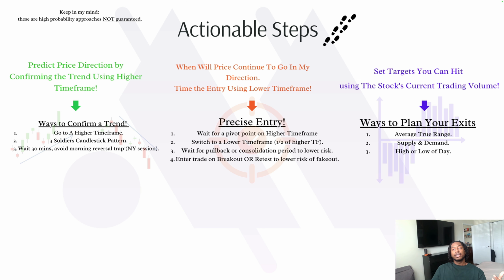And then the last form could be high or low of day. If we're in an uptrend and we just pull back, the high of the day can be your profit target when you're entering on a pullback. Or vice versa, if we're in a downtrend. If we're in a steep downtrend and price pulls back, you can enter, and then the low of the day could be your profit target.